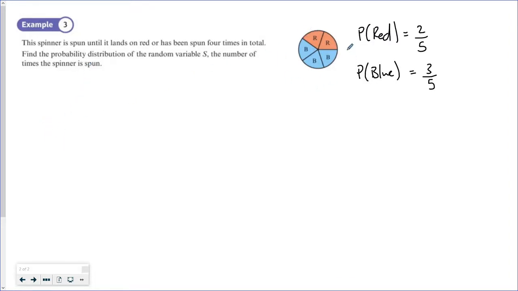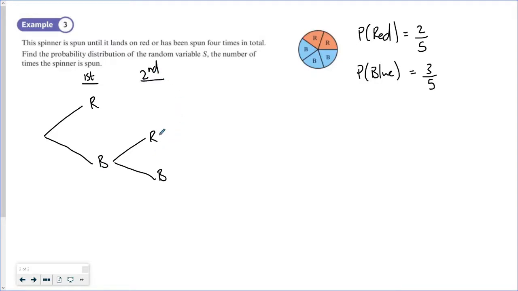So I'm tempted to draw a little tree diagram just to help us think about this situation. So when we spin the spinner for the first time, we can either get red or we can get blue. So this is the first spin. Now if we get red, then we're going to stop spinning the spinner. But if I get blue, then we're going to spin again.